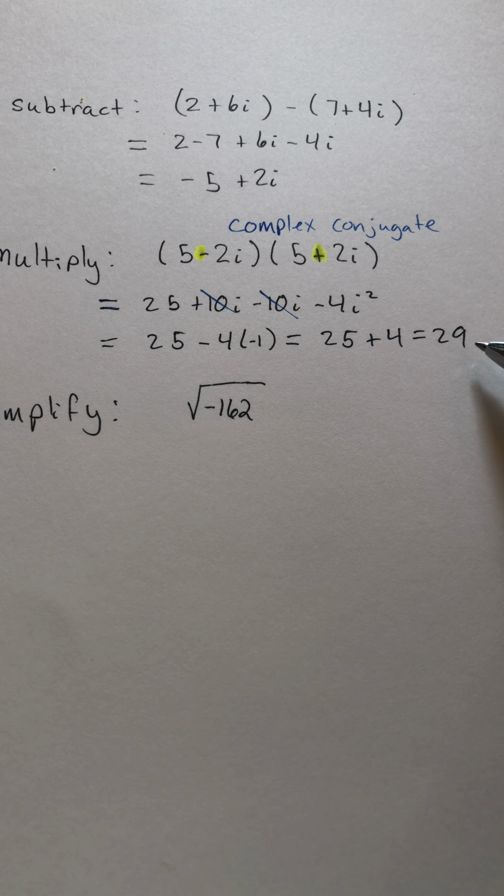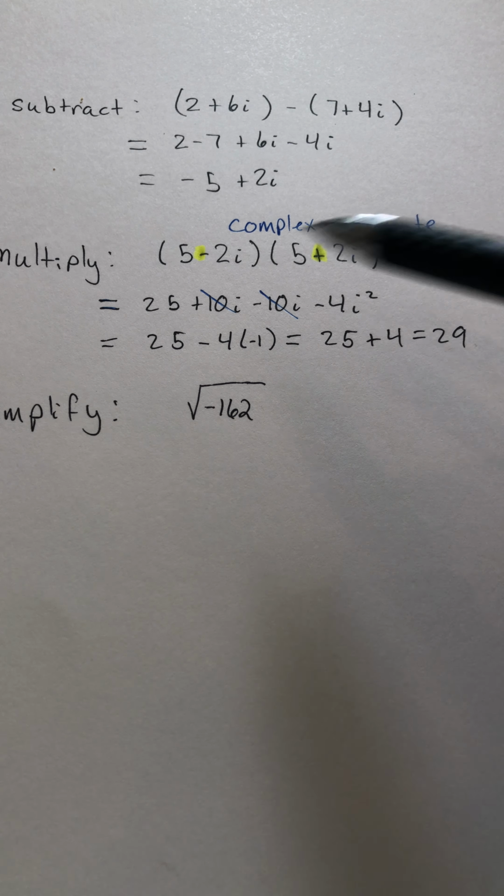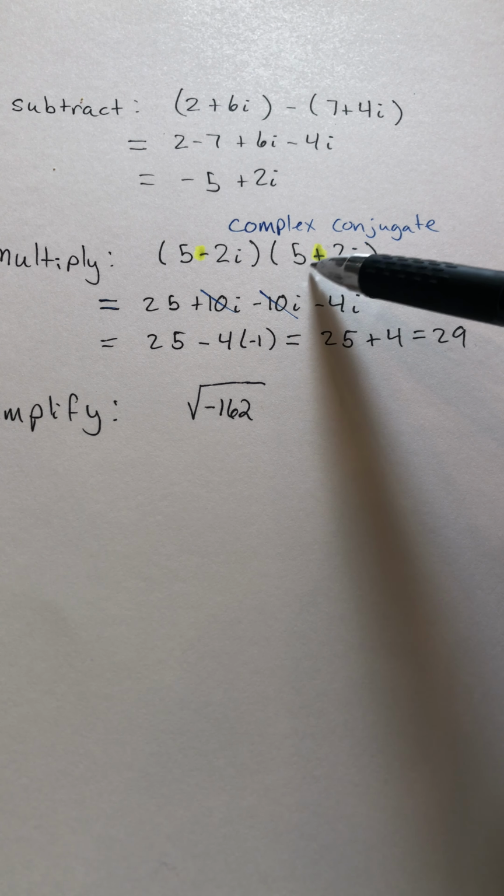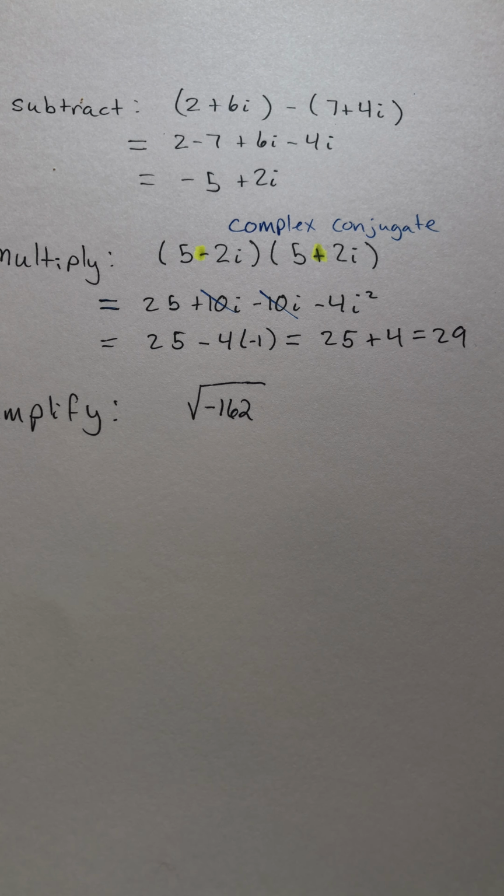So notice that 29 is prime in the real number system, but you can factor it into 5 minus 2i times 5 plus 2i in the complex number system.